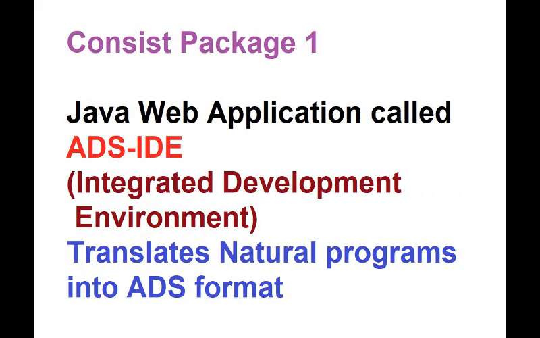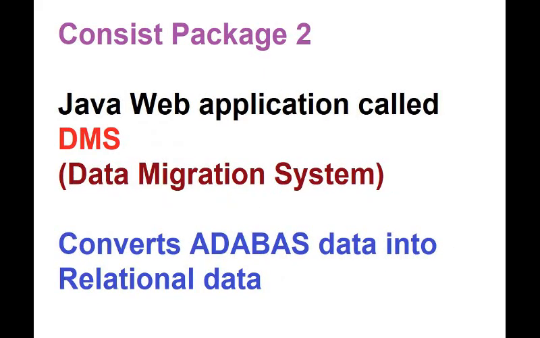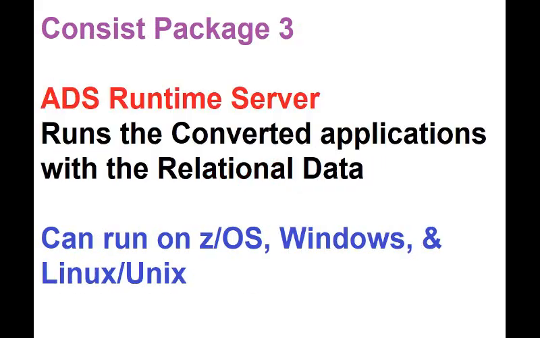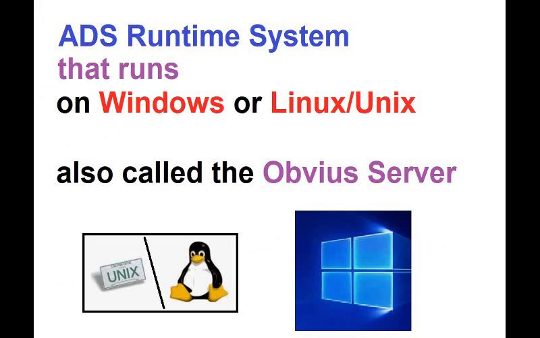The first consist package that is needed is a Java web application called ADS-IDE that is used to translate natural programs into ADS format. The second Java web application is called DMS, Data Migration System, that is used to convert ADABAS data into relational database data. The third consist package is the ADS Runtime server that runs the converted applications, and it could run on ZOS, Windows, or Linux Unix. The ADS Runtime system on Windows or Linux Unix is called the obvious server.